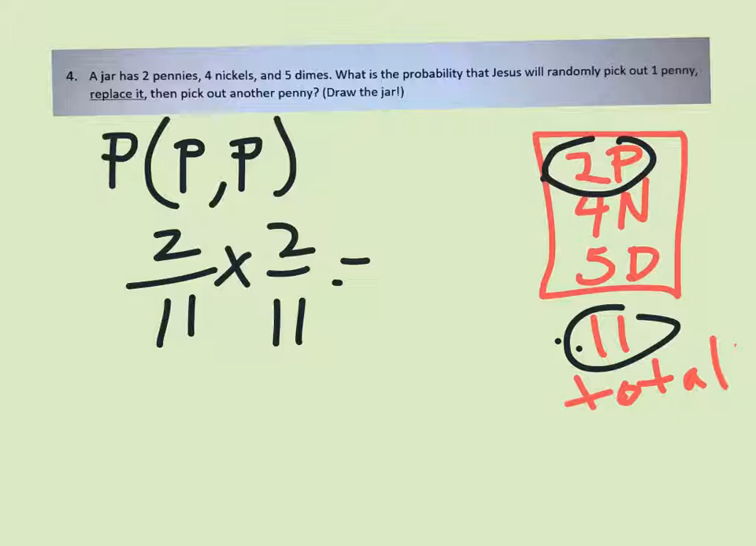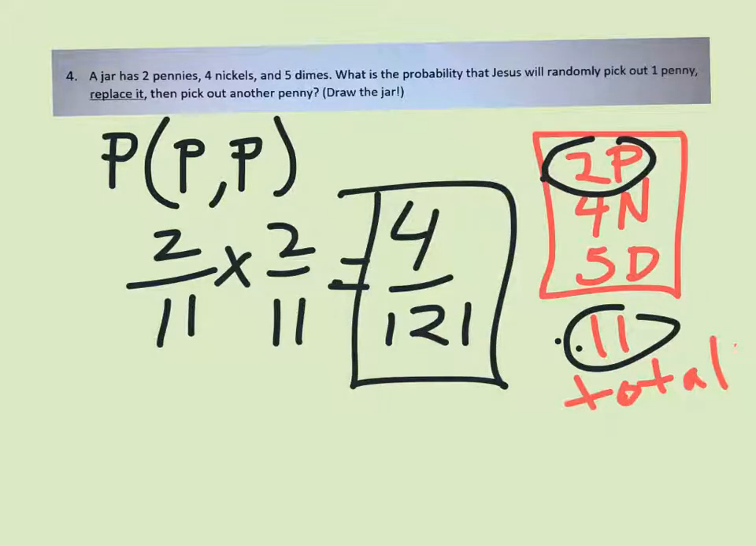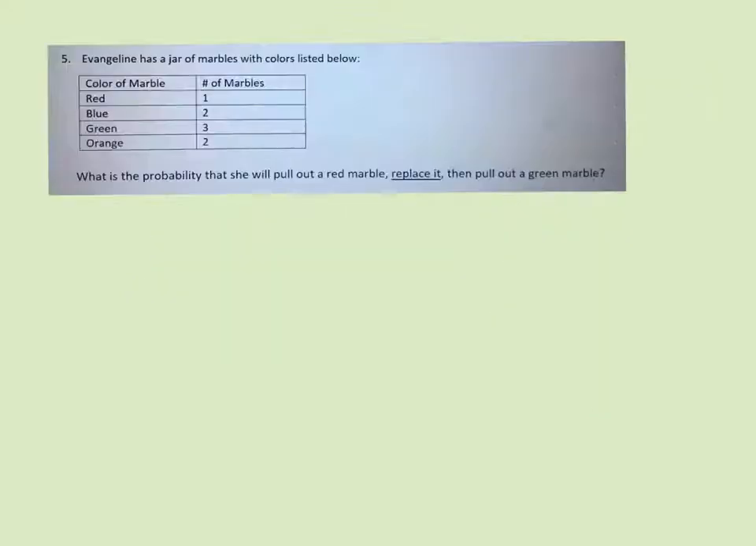So we're just going to multiply those probabilities, and we get 4. 11 times 11 is 121. So that is my answer. 4 chances out of 121 that I would draw one penny out, put it back, and draw another penny. Not very likely. Can you also do this problem on your own?